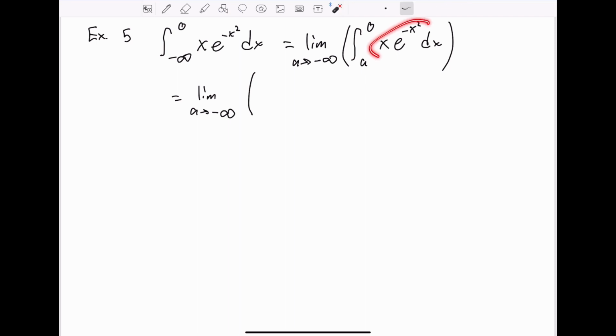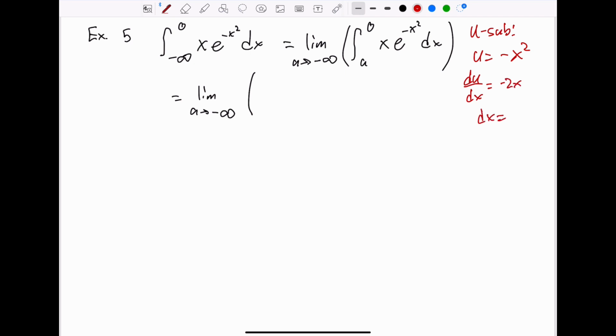How do I solve that integral? Well, I notice an inner function here of negative x squared. The derivative of negative x squared is negative 2x, which is a multiple of x. So I will use u substitution. I'm going to choose u to be the exponent on the exponential function. That's an inner function. The derivative of this inner function is negative 2x, and I can solve now for dx. dx equals du divided by negative 2x.